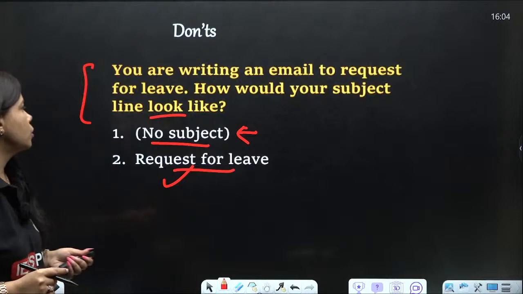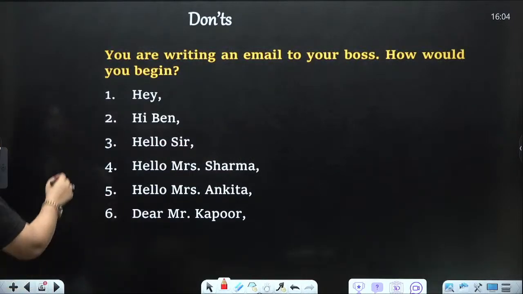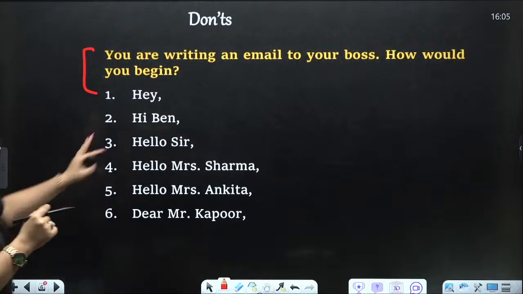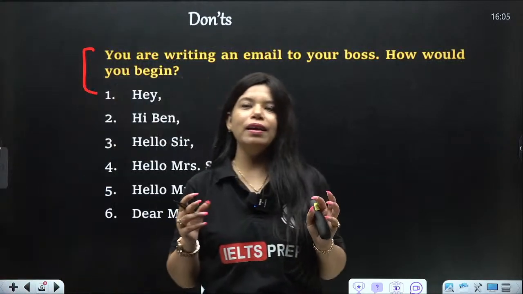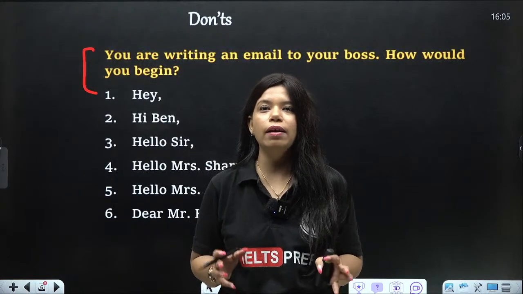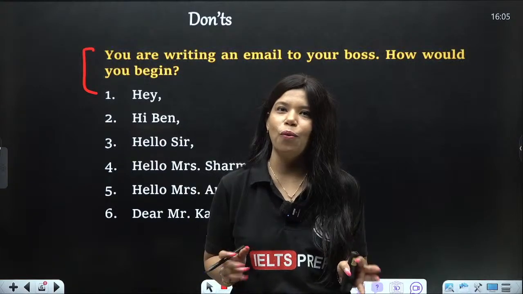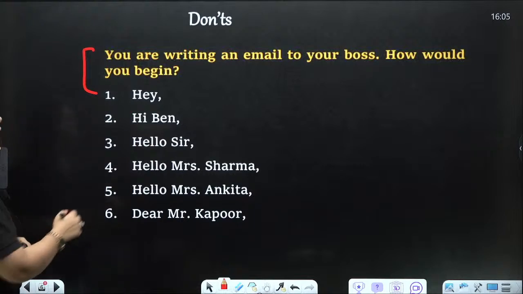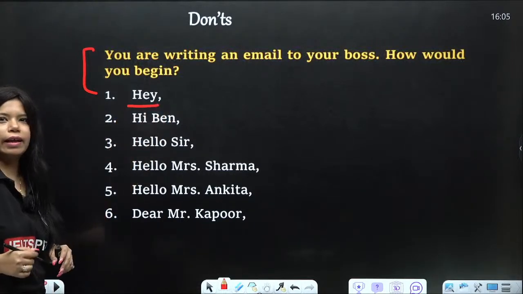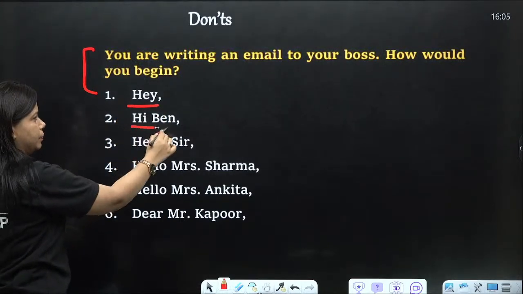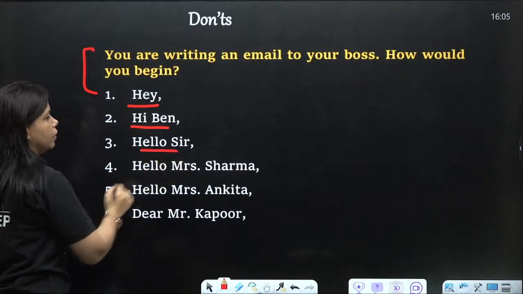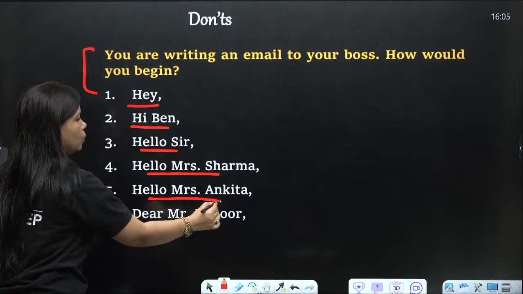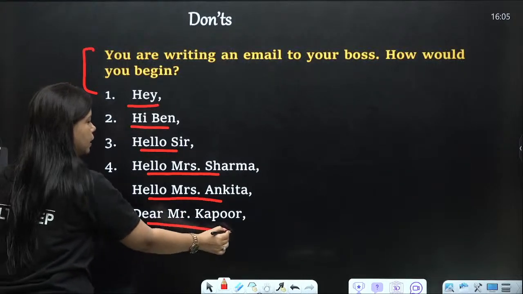Moving on to the third prompt, you are writing an email to your boss. How would you begin? The greetings part. Now, there are some incorrect greetings over here and then there are some correct greetings. Why don't you let me know that? What about number 1? It says, hey. Is that correct? Number 2, hi Ben. Number 3, hello sir. Number 4, hello Mrs. Sharma. Number 5, hello Mrs. Ankita. Number 6, hello Mr.